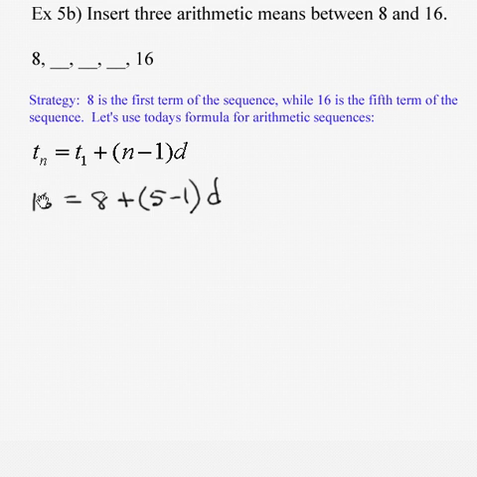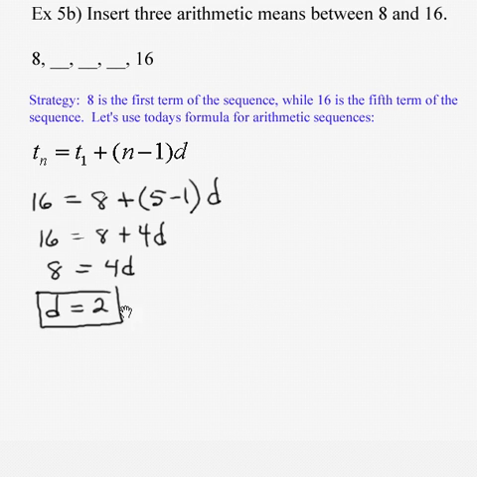So t sub n is 16, n is 5. 16 is the 5th term. T sub 1 is the first term, that was 8. Solve the simple equation. 5 minus 1 is 4. Subtract 8 from both sides, 4d equals 8. And solve to find out that d equals 2.